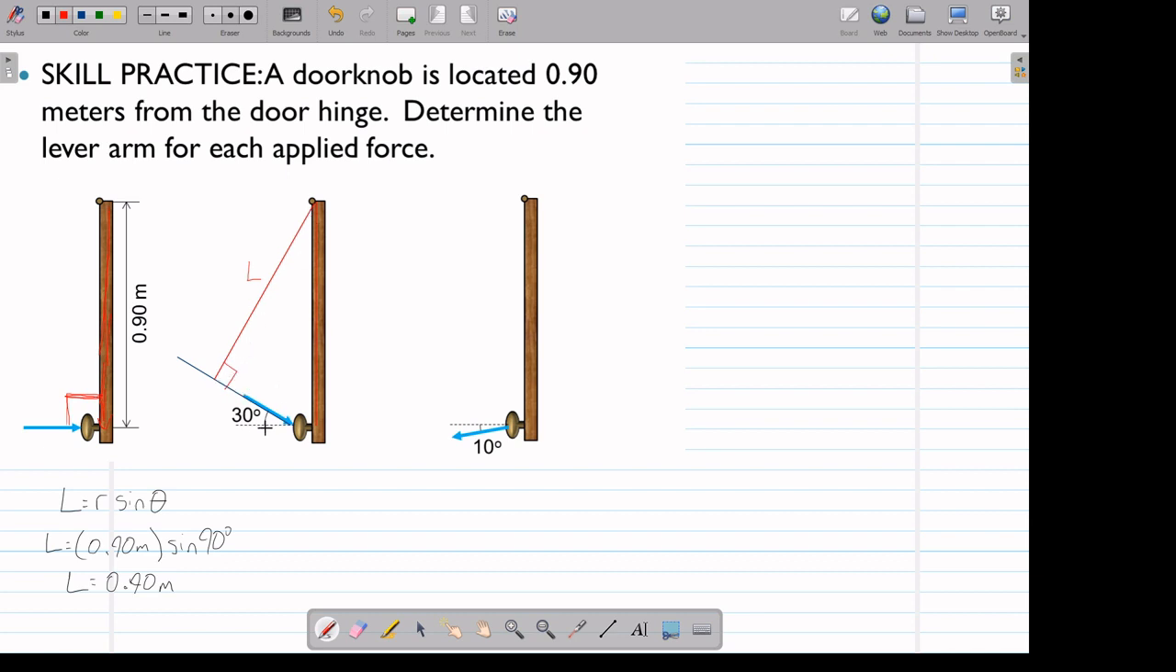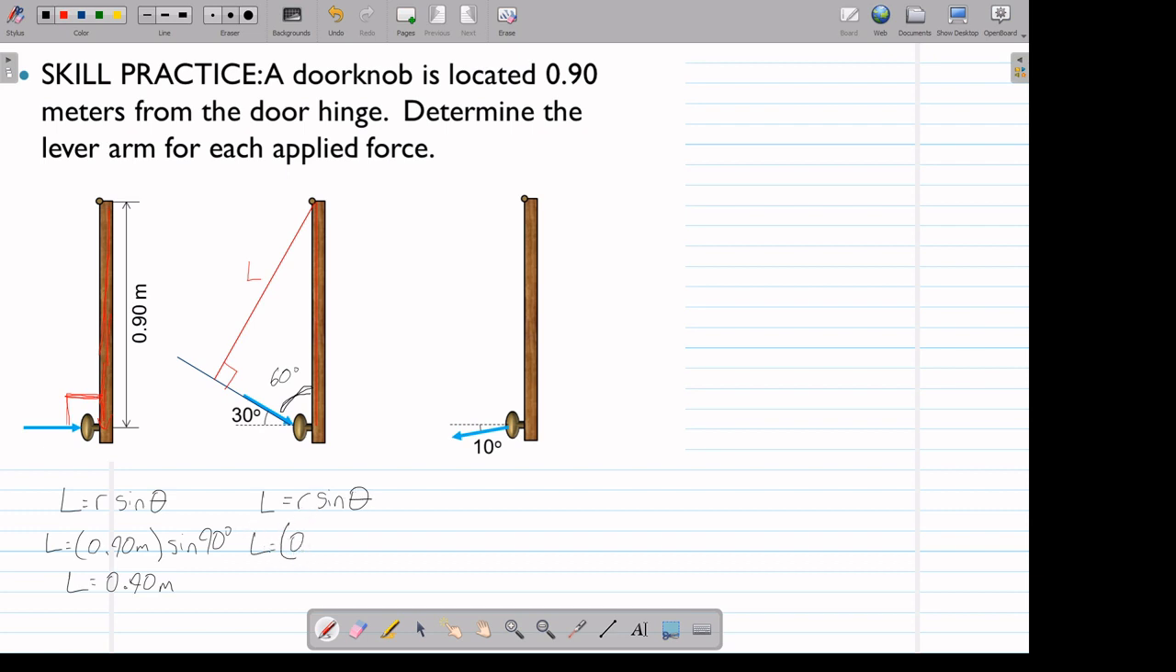Now the angle that we want is not 30 degrees. That's the angle with respect to the perpendicular. We want the angle with respect to the radius. Well, that's easy enough to figure out. If the angle with respect to the perpendicular is 30 degrees, then this angle must be 60 degrees, because perpendicular is 90 degrees and 30 plus 60 is 90 degrees. All right, so the lever arm for this situation is equal to radius times the sine of theta.